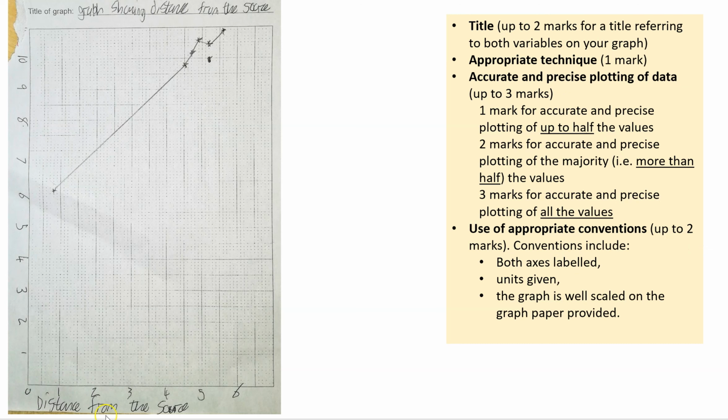Units given. No units. So I actually get no marks for that. 1 mark for this, 1 mark for this, 3 marks for this. That's 5. And that's a shame because those marks thrown away are easy marks.